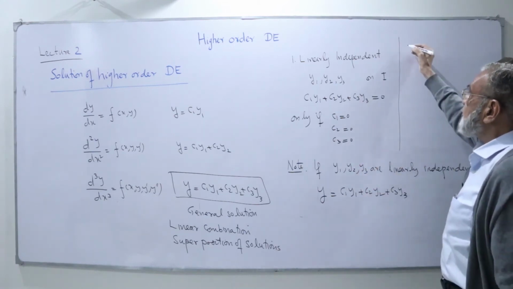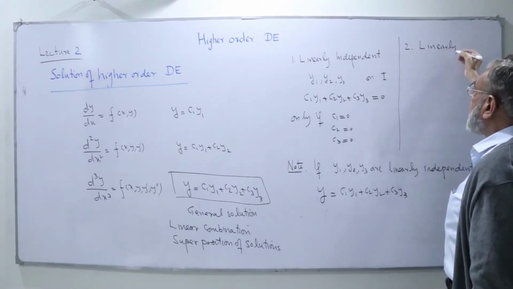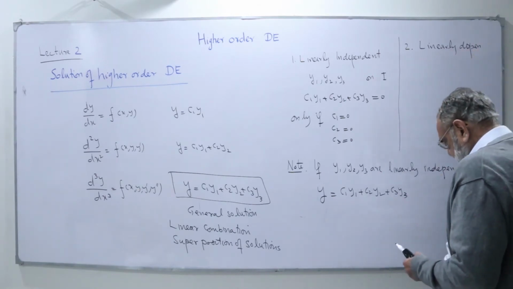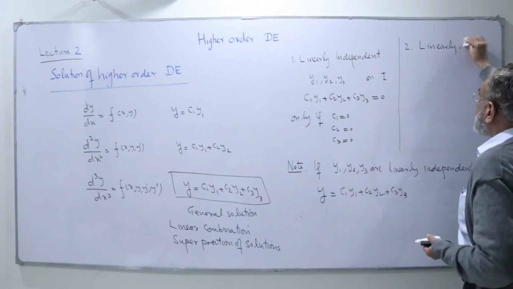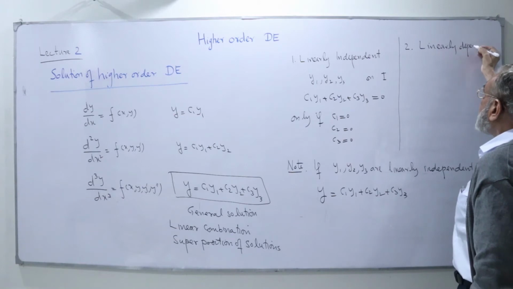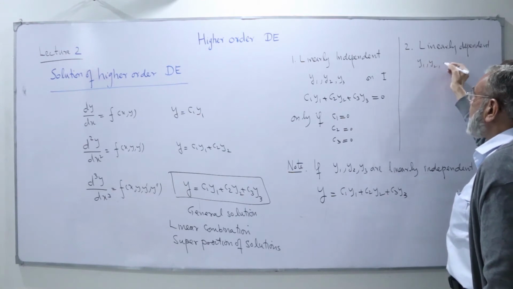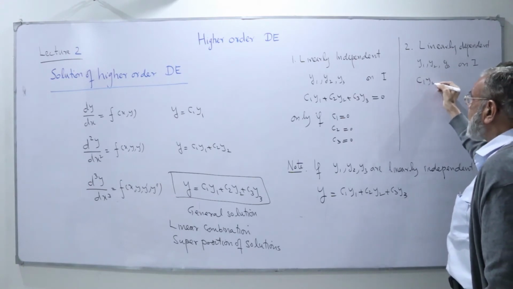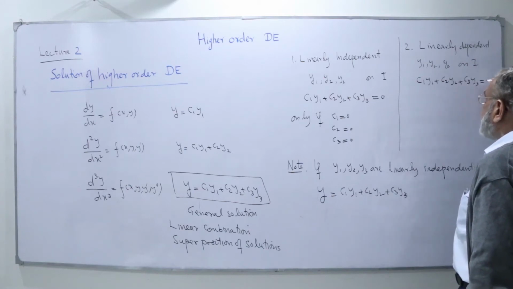The second idea is number 2, linearly dependent. Obviously we have linearly independent, so we can immediately see the definition of linearly dependent, because it is the opposite of linearly independent. So we have the functions y1, y2, y3 on interval I. We have this combination c1 y1 plus c2 y2 plus c3 y3, and this is 0.